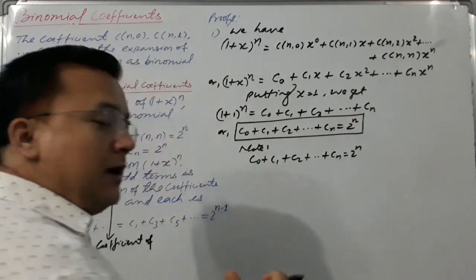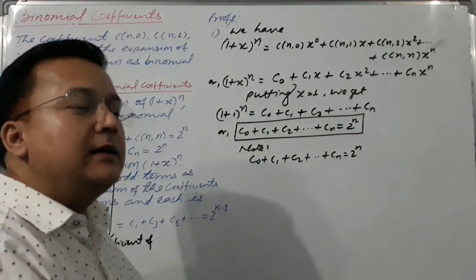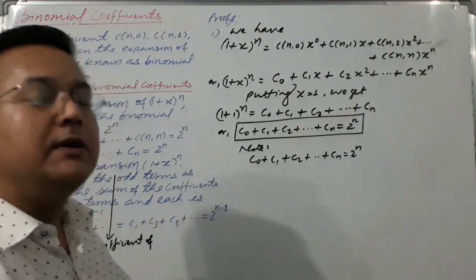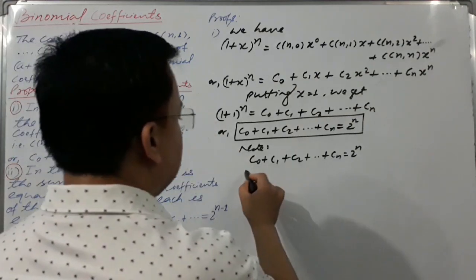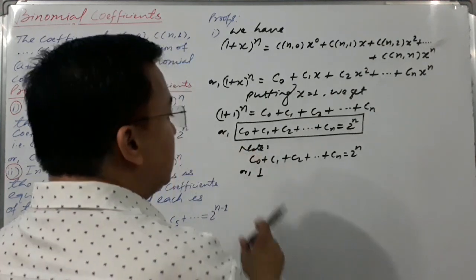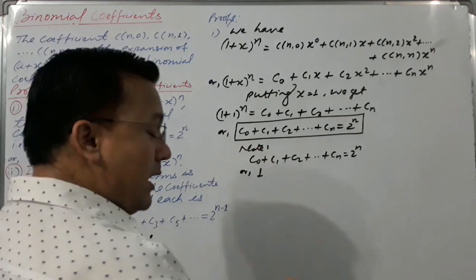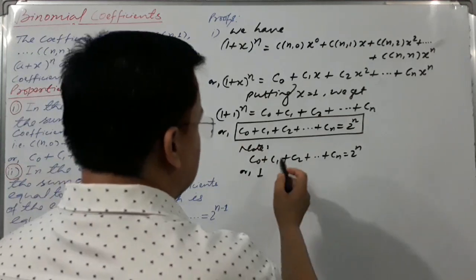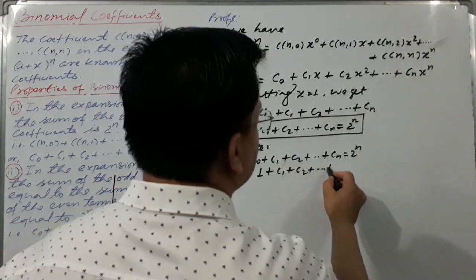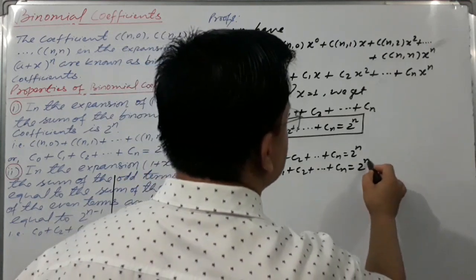As we know, C0 is 1. Instead of n, there is any number, C0 means 1 in all cases. C0 means always 1. It doesn't matter whether there is an n or any other natural number. So C1 + C2 + ... + Cn is equal to 2 raised to power.